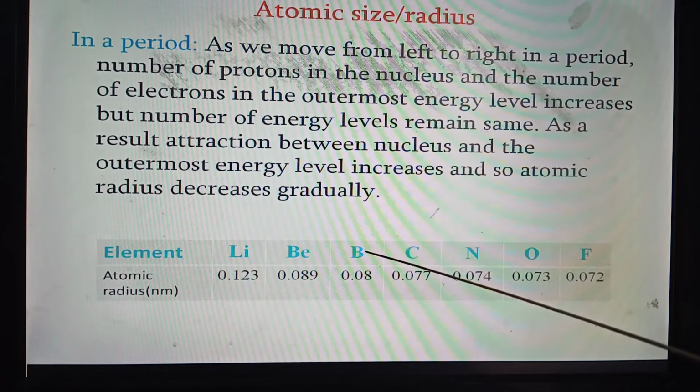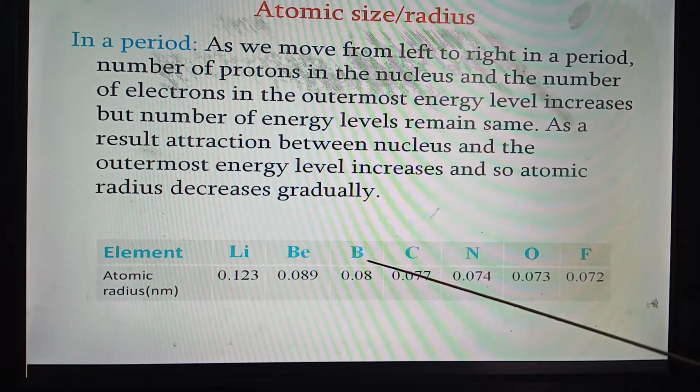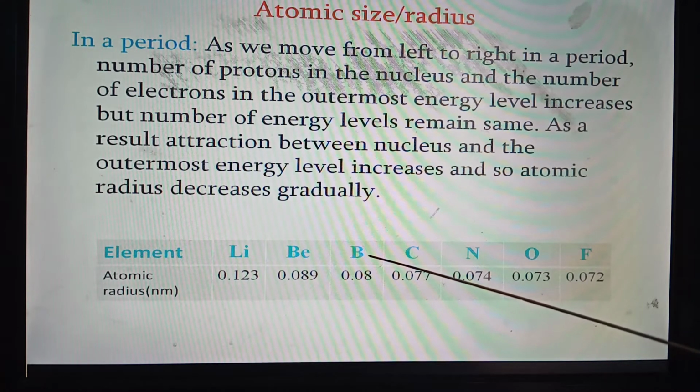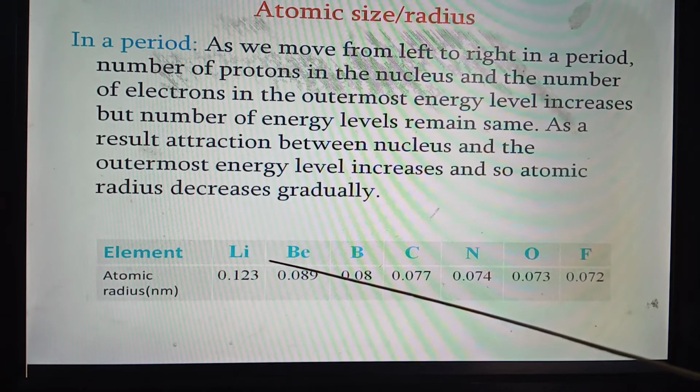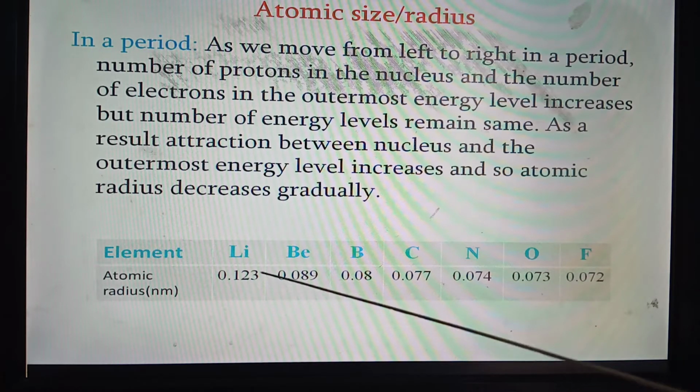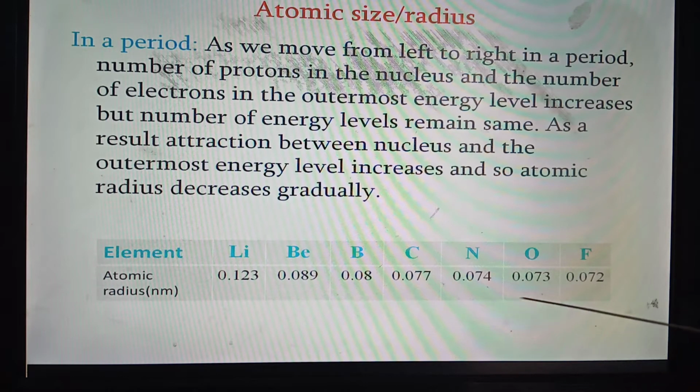Similarly, for the next element, boron, 1 extra proton will be added in the nucleus and 1 extra electron will be added in the outermost energy level, but the number of energy levels will remain unchanged. For this reason, the atomic size will further decrease. So in this way, the atomic size of the elements of the same period from left to right decreases gradually. I have given the values of atomic radius in nanometer. You have to memorize these values for answering the MCQ questions.